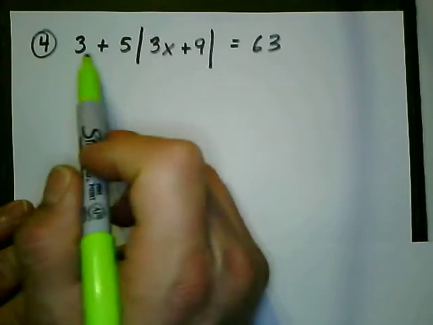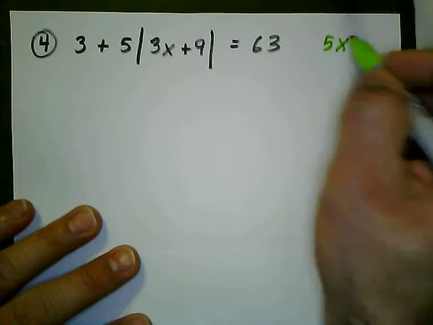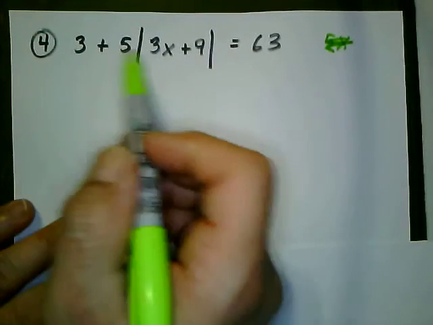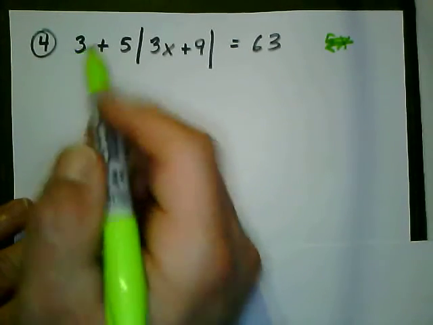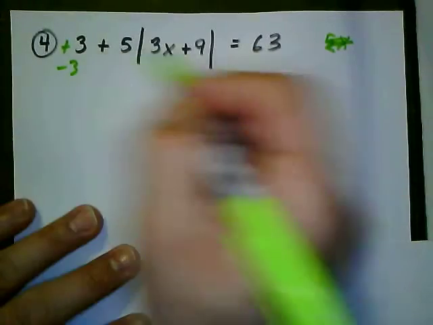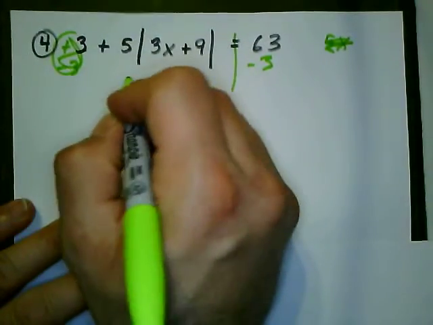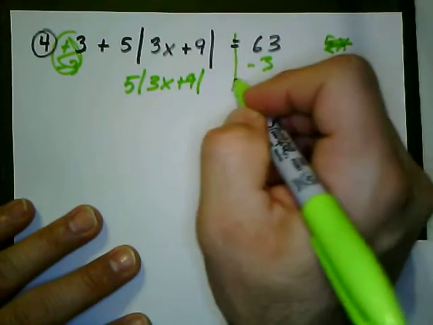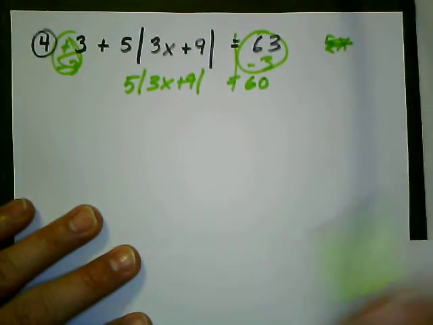Once again, now look here. That 5 is attached to that, similar to as if it was attached to a 5x. That would be multiplication. So we know that's the multiplication part. We're not going to do that first. We're going to do the added or subtracted part. That's the 3. So that's a plus 3. We're going to subtract 3 from both sides of the equation. We're left with the 5, absolute value of 3x plus 9, absolute value symbol, and 63 minus 3 is 60.